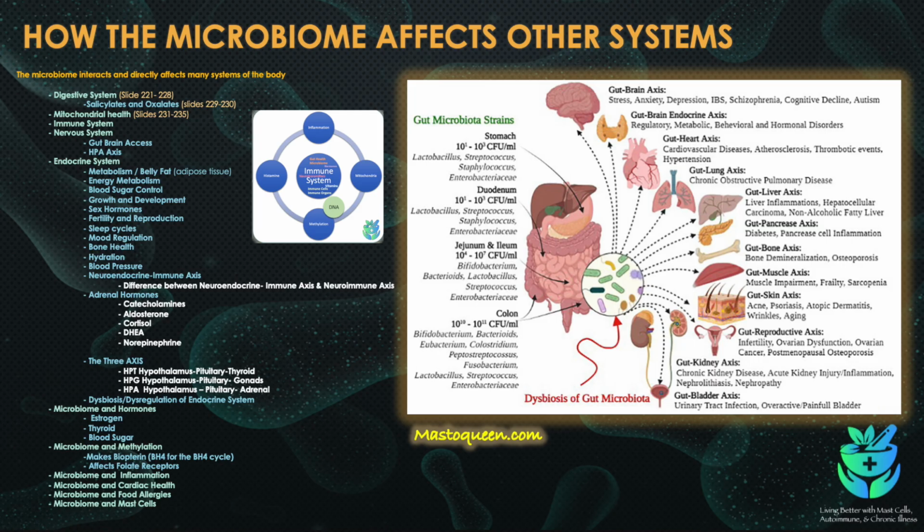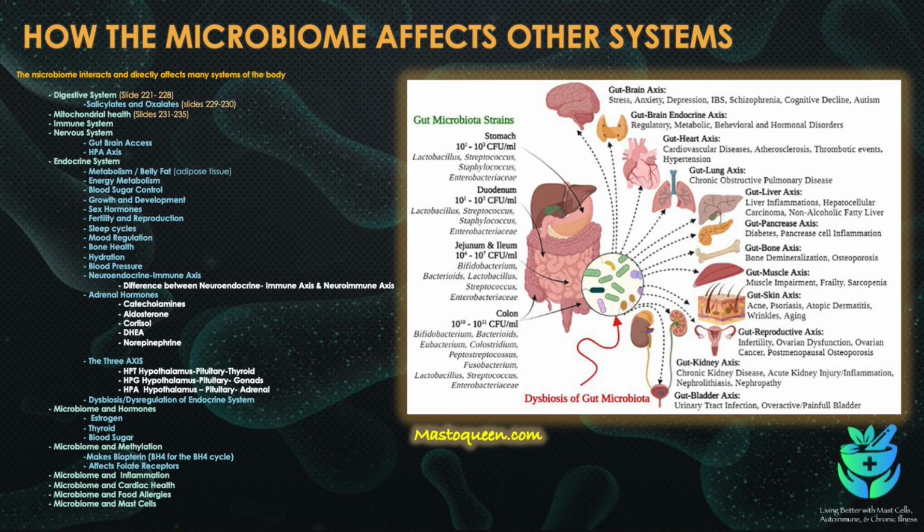On the left, you see the main systems we're going to be covering: the digestive tract, mitochondria and energy, the immune and nervous system, the endocrine system that drives the metabolism, hormones, fertility, mood, sleep. We'll also look at its role in inflammation, cardiac health, allergies, and mast cell activity. And I haven't prepared these next sections quite yet, but we'll be adding lung, liver, pancreas, skin, kidney, and muscle down the road. This is an ever-evolving project, and there will always be more things to discuss or to add.